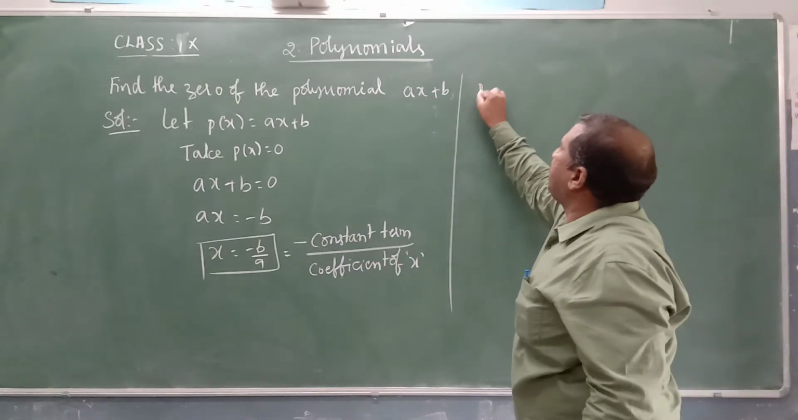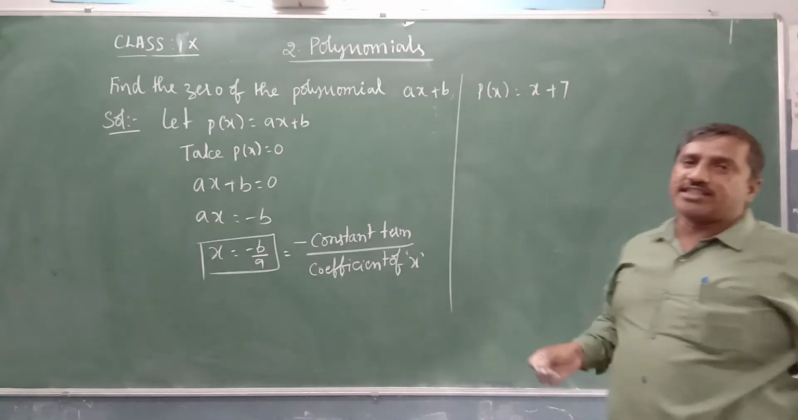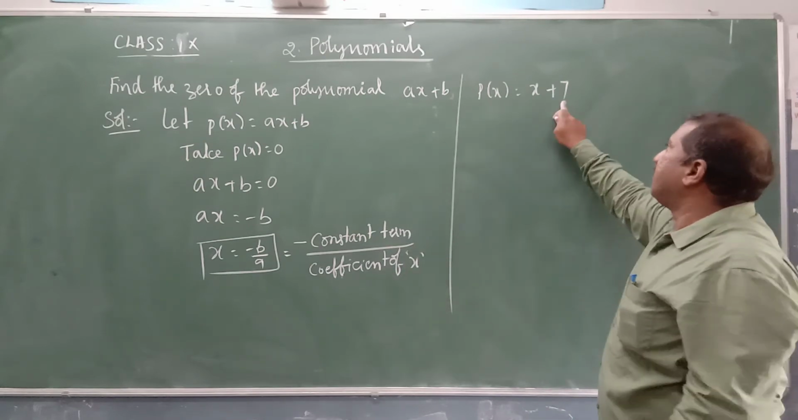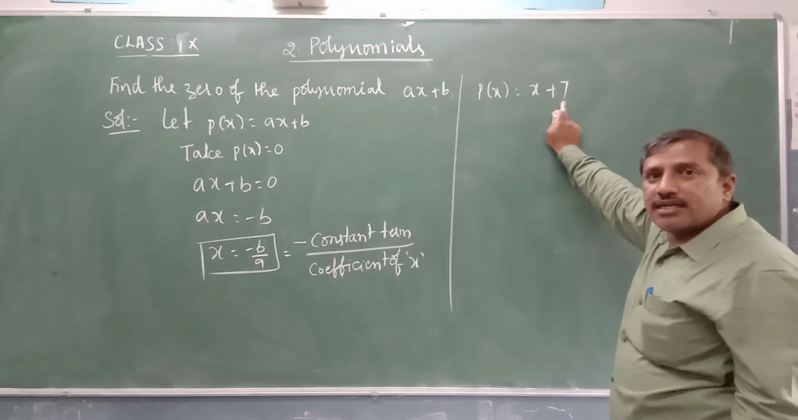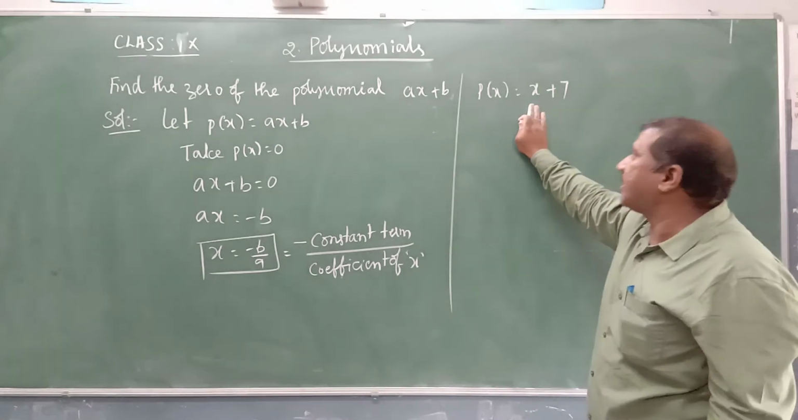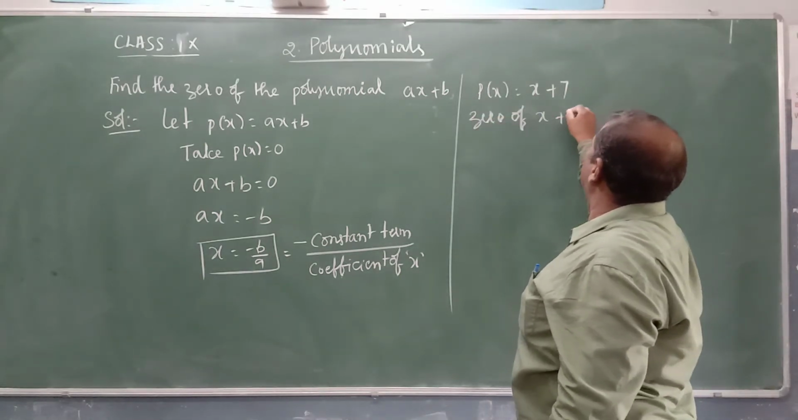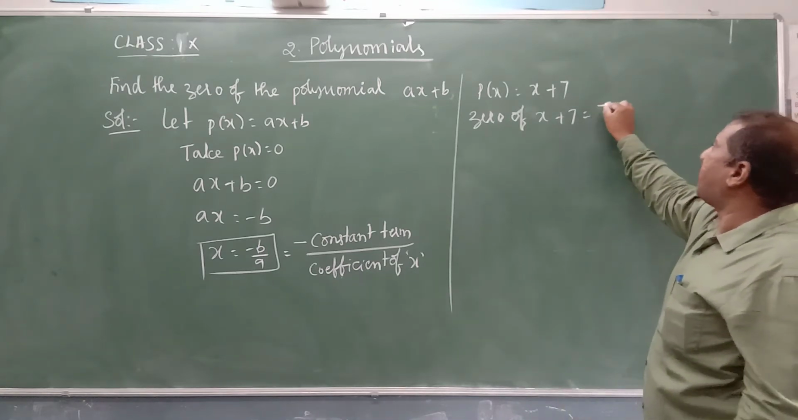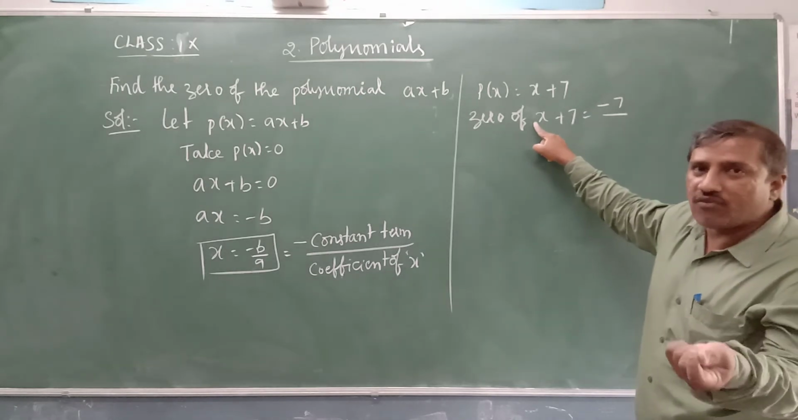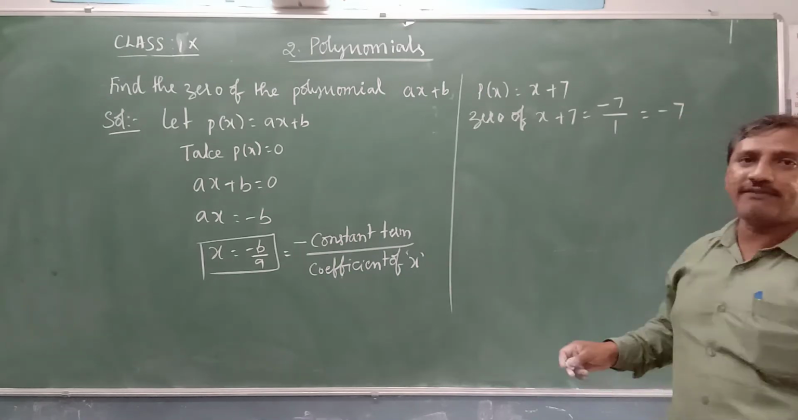For example, let p of x is equal to x plus 7. Then what is its zero? Zero of this polynomial will be, you can write in this form, minus b by a, where b is equal to 7 and a is equal to 1. Now zero of x plus 7 is equal to minus b by a. b is 7, a is the coefficient of x. Here what is the coefficient of x? It is 1. Minus 7 by 1, it is minus 7.